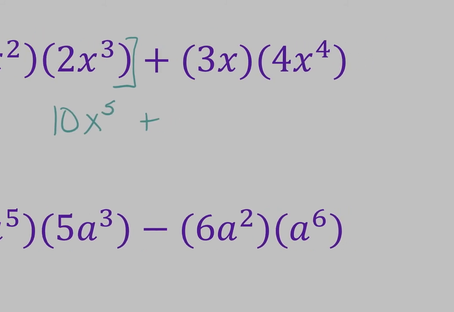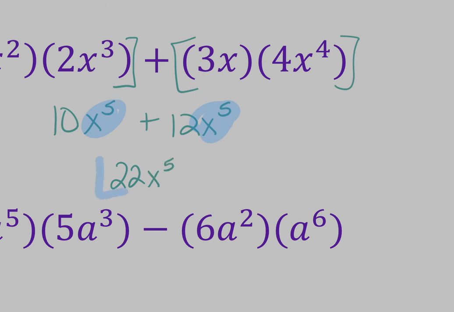Plus, what's the result of the second one? Perfect. Now, only because they both have the x to the fifth, right? If it was an x to the third and an x to the fifth, we could not combine them. We'd be done. Only because the exponent on the variable is the same can I now combine these. I would add the coefficients, and I'd get 22x to the fifth. So you're combining like terms there. Again, if it was x to the third plus x to the fifth, you would keep them separate.